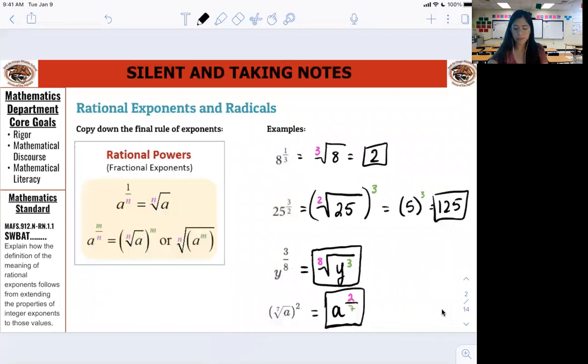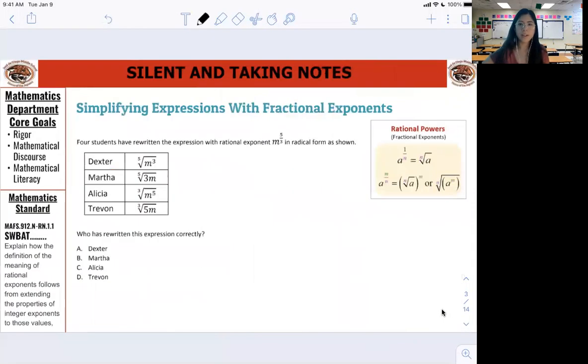Okay. So let's get right to it. I'm going to leave the rules up on the right side today throughout the whole class, but it is something that you should have memorized by tomorrow, basically, because we'll do it over and over again. You won't have trouble memorizing it. So here's problem example number 1. 4 students have rewritten the expression with a rational exponent, m to the power of 5/3, in radical form, as shown. Who has rewritten this expression correctly?